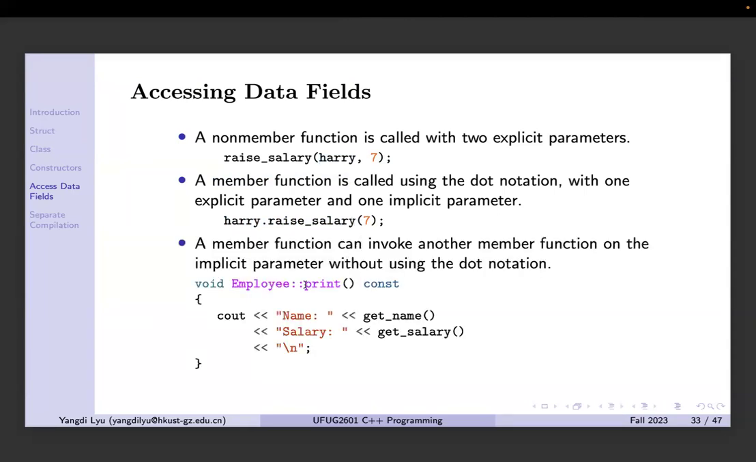And also, in one of your member functions, you can call other member functions inside your class. For instance, if your employee has a function called get name, you can call get name. If it has a get salary, you can call get salary. The reason we do that is that sometimes, for example, a get name function may nicely format your name, so that you don't have to implement the formatting again. You just maintain the formatting of your name in one function and use it over and over. So that's the benefit of calling a member function inside another function.